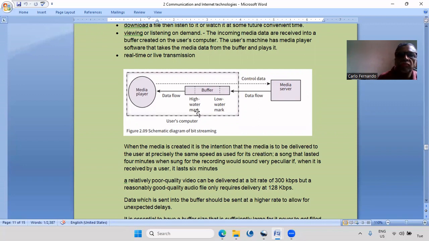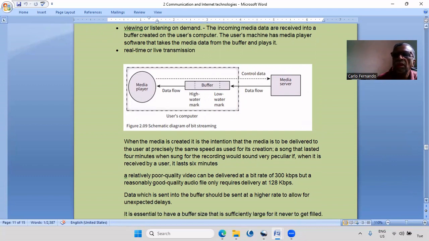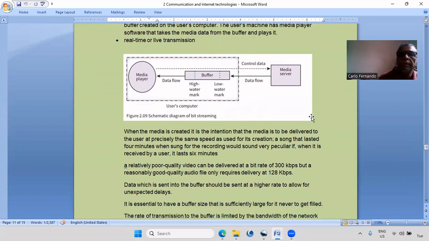In the buffer, there is a high watermark and a low watermark. When it is high, you have to stop. And when it is low, you have to start. Or in between, continue. So these are safety ranges, safety measures for differences in speeds. Sometimes the transmission is slow, sometimes the media player is slow. To compensate for those things, this is there. When the media is created, the intention is that media is to be delivered to the user at precisely the same speed as used for its creation.